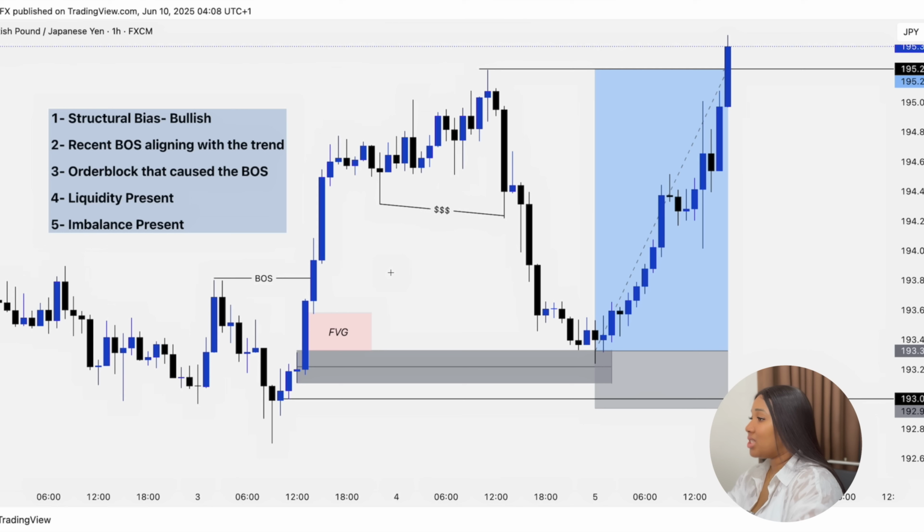Now, I did not just see this on the chart and just decided to take it. You can see I've been able to break it down. So even from my trading plan, that is what I have. Staying organized as a trader, that is what will help you.